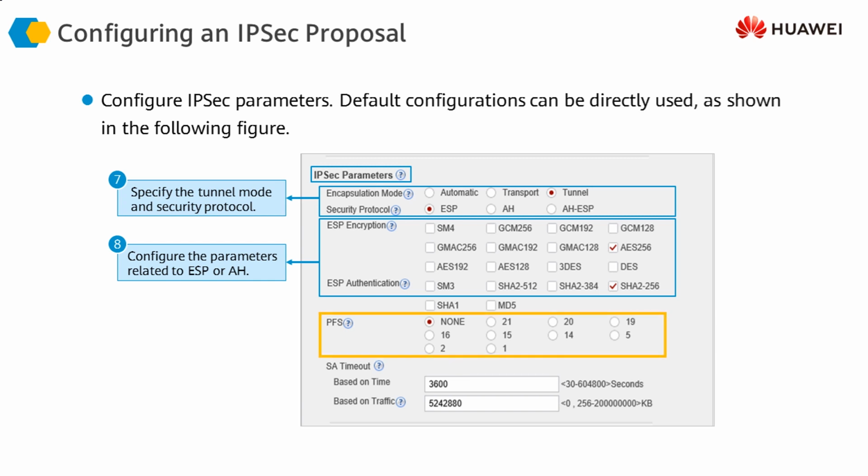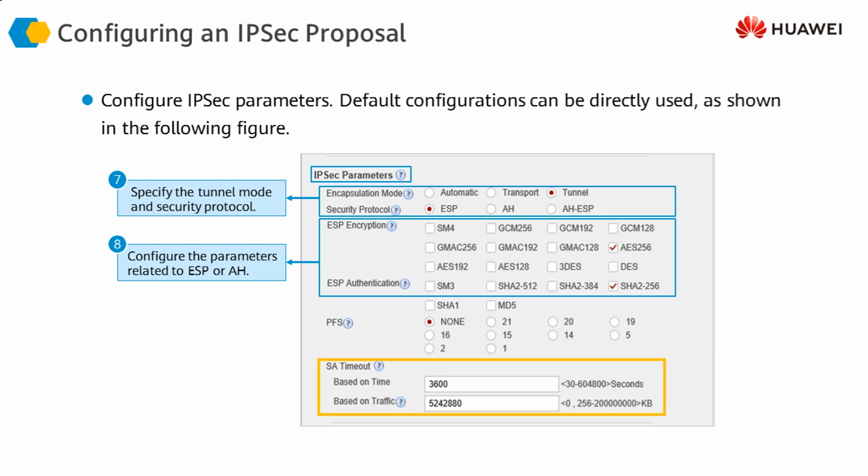Then PFS, we are not using perfect forward secrecy here. Remember I told you this is an optional thing, so we are not using PFS here. The SA timeout is 3600 seconds, which means that this security association is going to be valid for 1 hour, and after every 1 hour we are going to negotiate a new key and a new encryption mechanism, and then we are going to encrypt the traffic based on that. Based on traffic, if this many kilobytes of data have been exchanged between the two, then we are going to renew our security association with the other side.